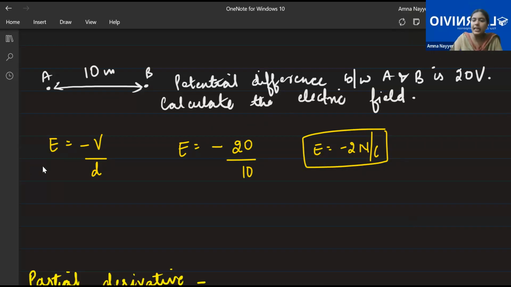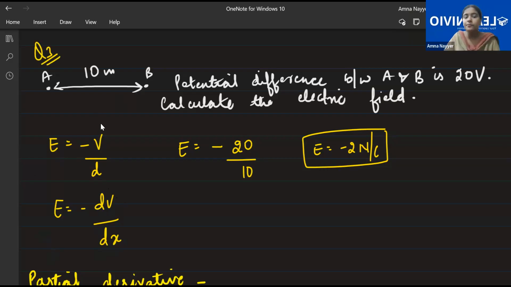See, Ubaid, electric field is negative of potential by the distance. We write now E is minus dV over dx. So this is for infinitesimally small values. But you can use this as V by D also, potential by the distance. That's why I put this question here.